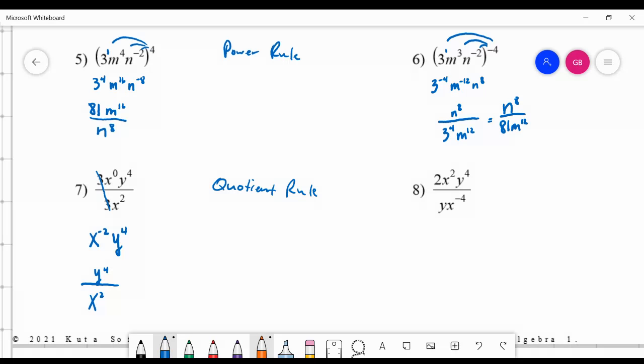So that's number 7. For number 8, the 2, there's nothing to simplify it with, so you just bring it over. For the x, 2 minus negative 4 is going to be positive 6. And then y, 4 minus 1 would be 3. And then that's it. There's no negative exponent, so there's nothing else that you have to do.